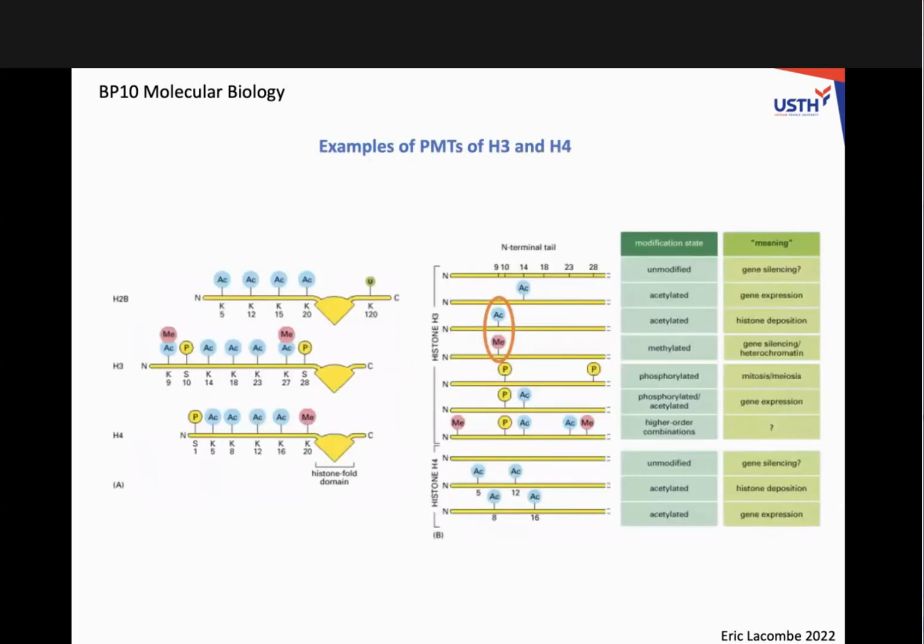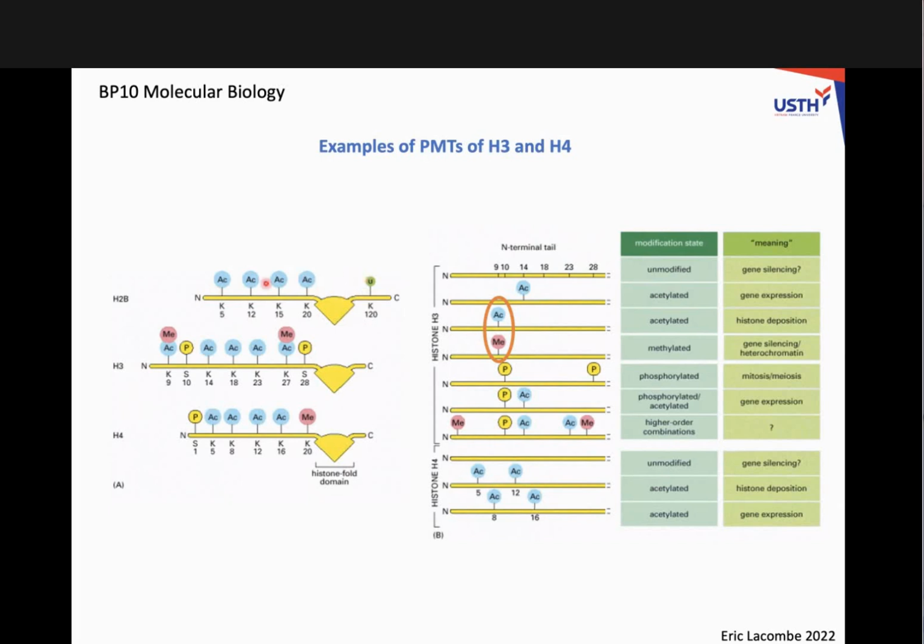So I show you as an example the case of histone H3 on this. Excuse me. Wait, I just try to put the pointer. Okay. So, how to read this drawing?